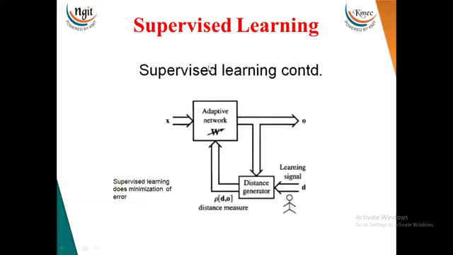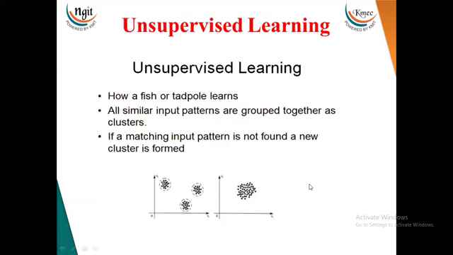If you see here, you'll have the adaptive network, and you will get the output. If it is not exact, I'll go for the signal generator and it will go back and generate again. So you'll have the learning signal. This is the type of learning we are going to use: supervised learning. Coming to unsupervised learning.